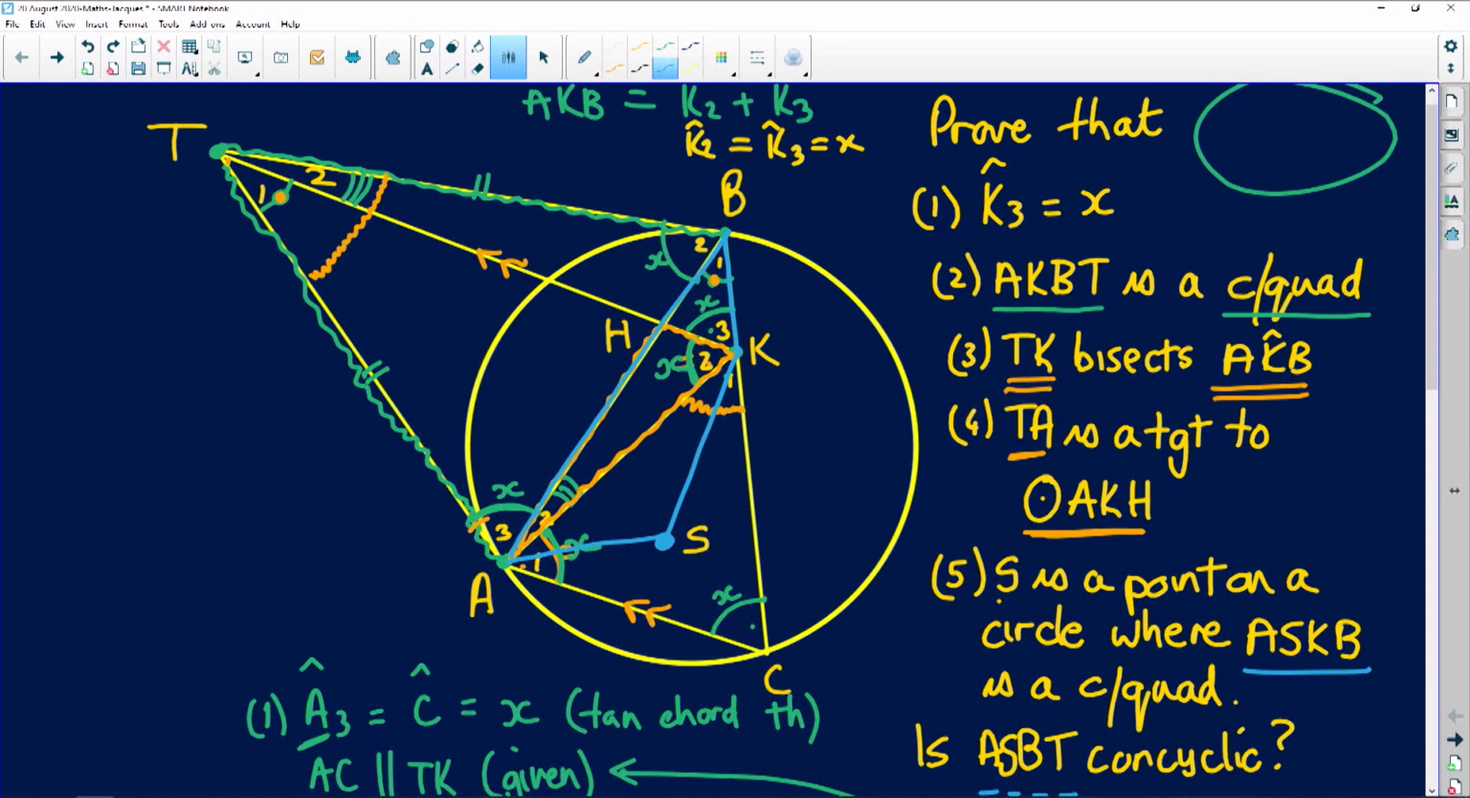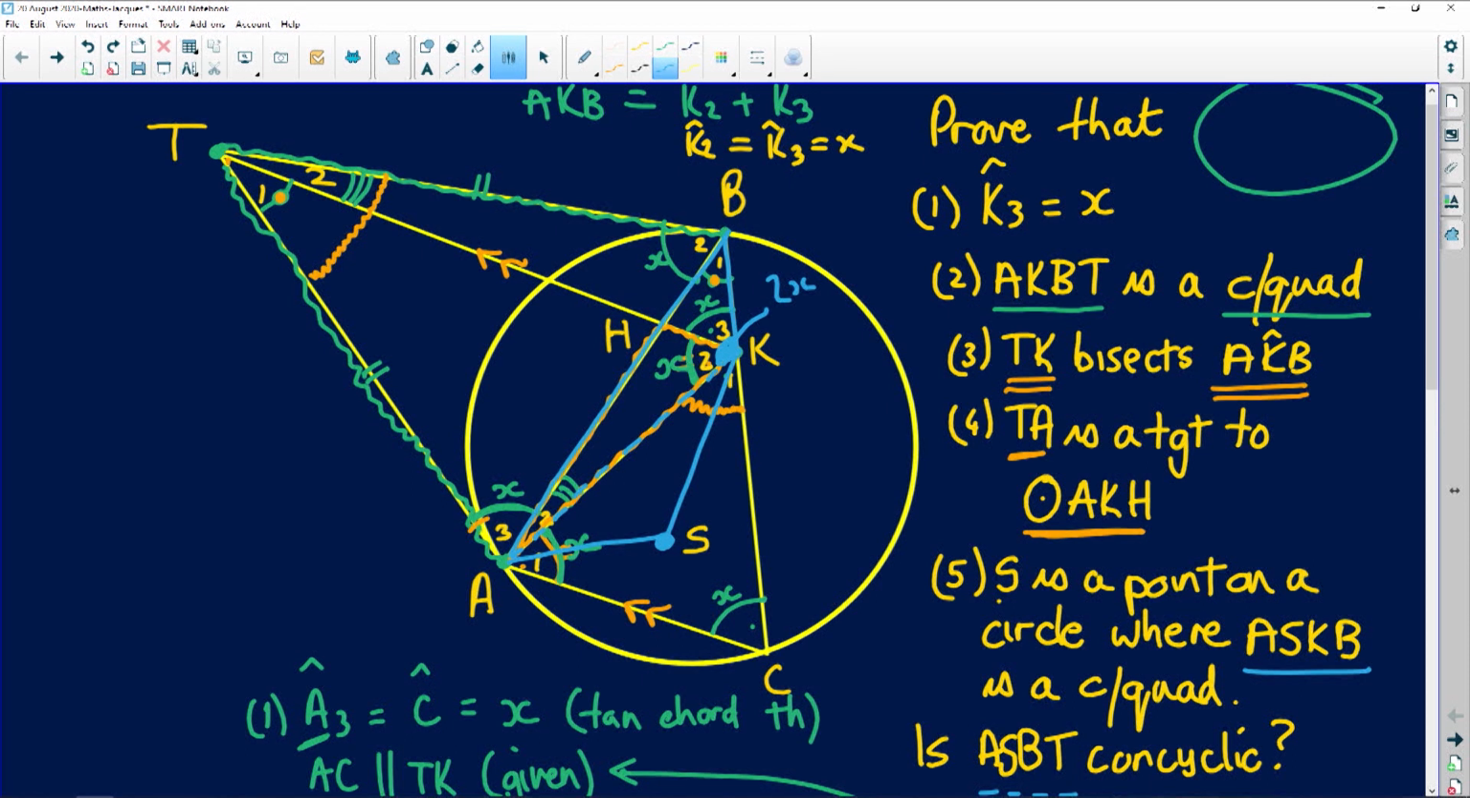If ASKB is a cyclic quad, then we know that opposite angles in this cyclic quad are indeed supplementary to one another. So if we look at angle BKA, in other words, that angle there, which we have as 2x, the size of that angle, let me color the whole one in blue, there is 2x. So what does that mean?